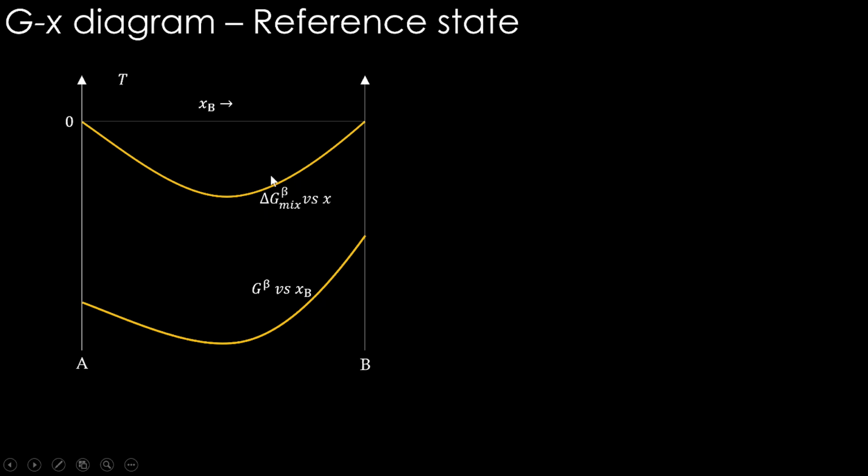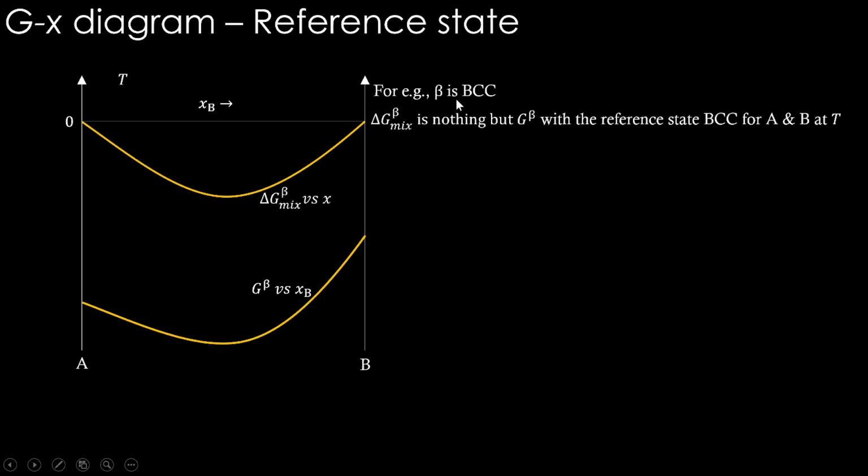Actually, if you see this delta G mix, this is also nothing but Gibbs energy of beta with respect to a different reference state. That's all, right? So if you make this value 0, then this entire curve will become this mixing energy curve, right? So mixing energy curve delta G mix beta is in a way G beta only, but with respect to a different reference state. Okay, for example, consider beta is BCC.